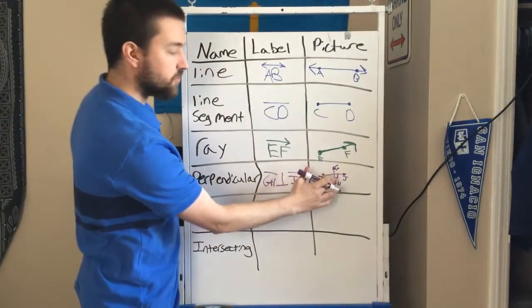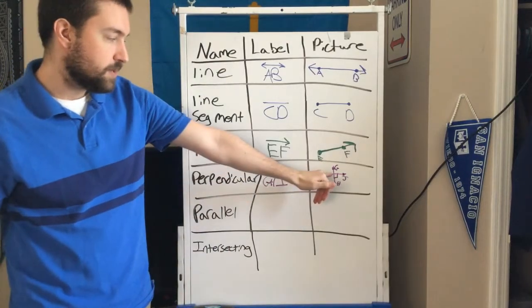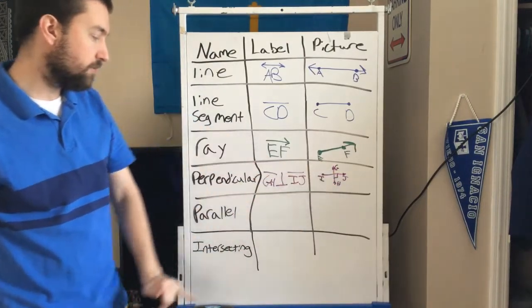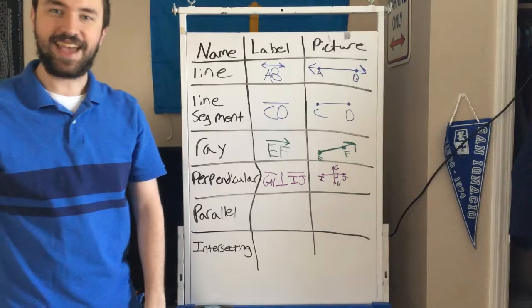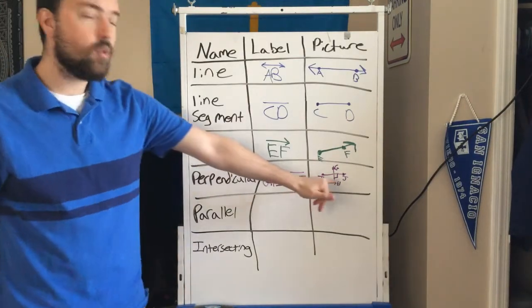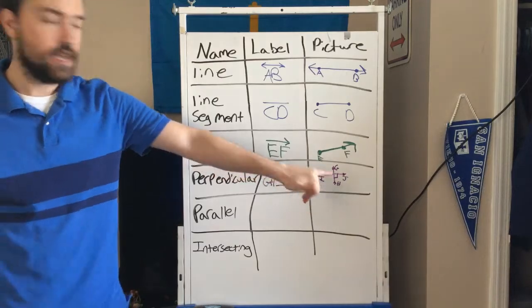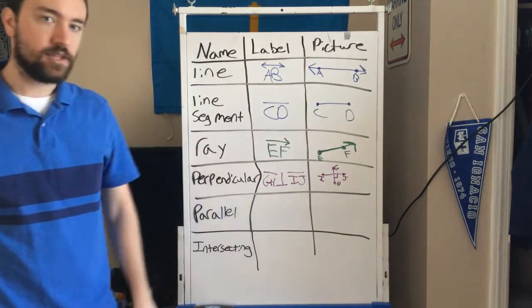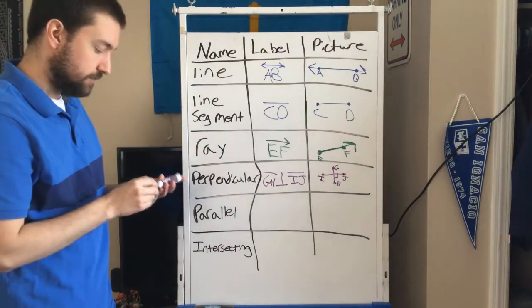So I know that these lines are perpendicular because they make a perfect right angle. They make a perfect 90-degree angle. And that is the only way you're going to get perpendicular lines.